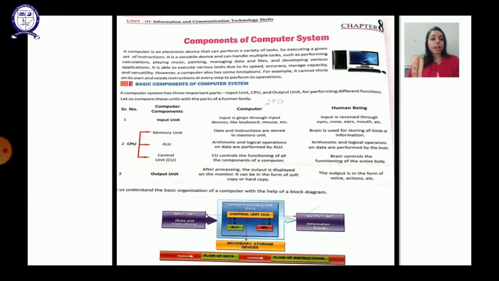Today we are going to start chapter 8 of unit 3, components of computer system. In this chapter we are going to learn about the various parts of computer system.